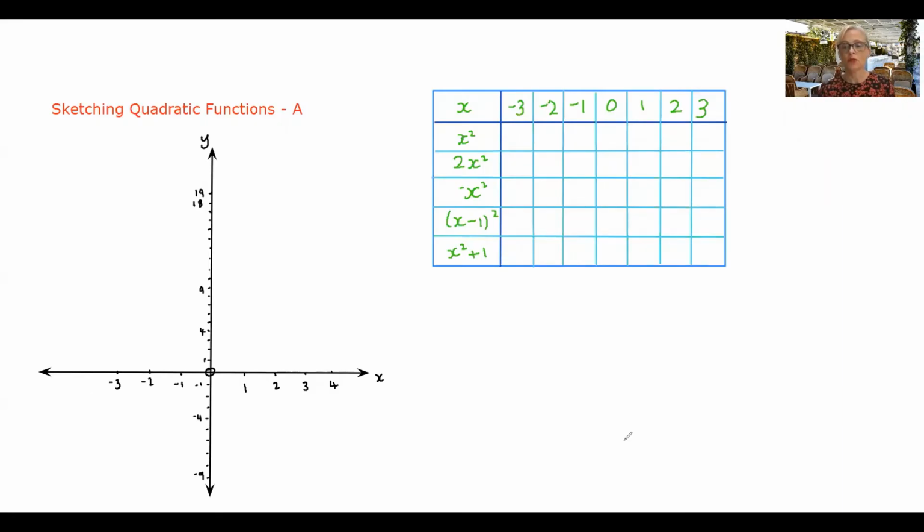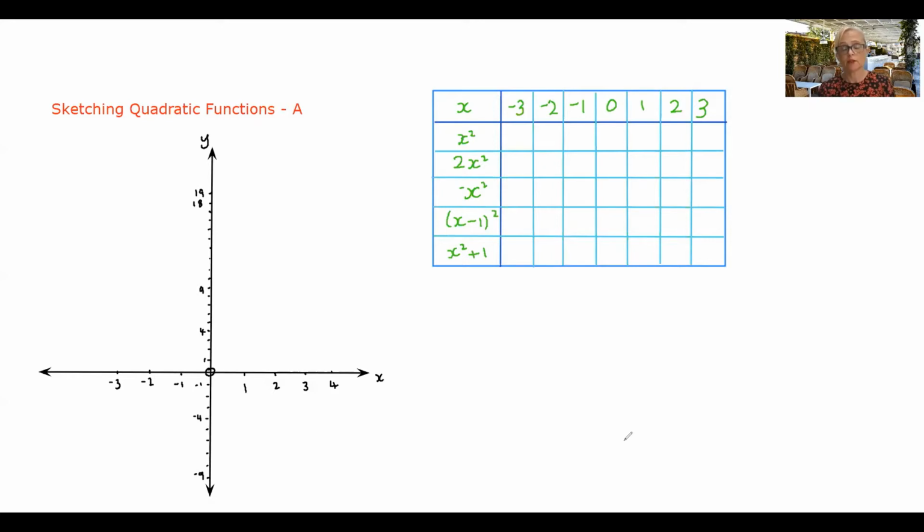I wanted to talk about sketching quadratic functions. And as I do with any sort of function, I want to think about our basic garden variety version, and then think about how slight changes to the formula can cause us to adapt the graph accordingly.